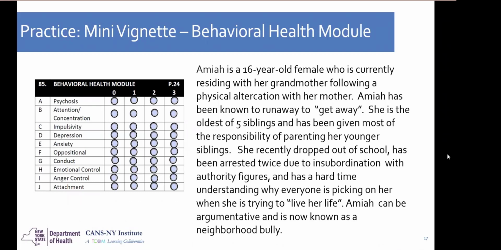So here we have Amia. She is 16 years old. She is currently residing with her grandmother following a physical altercation with her mother. Amia has always been known to run away as a way to get away. She is the oldest of 5 siblings and has been given most of the responsibility of parenting her younger siblings. She recently dropped out of school, has been arrested twice due to insubordination with authority figures, and has had a hard time understanding why everyone is picking on her, even when she is trying to live her life. Amia can be very argumentative and is known as the neighborhood bully. So thinking about the last 5 items, right, F through J, which ones are we rating as actionable here?